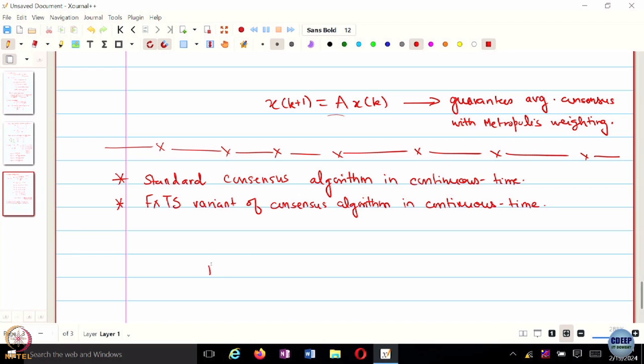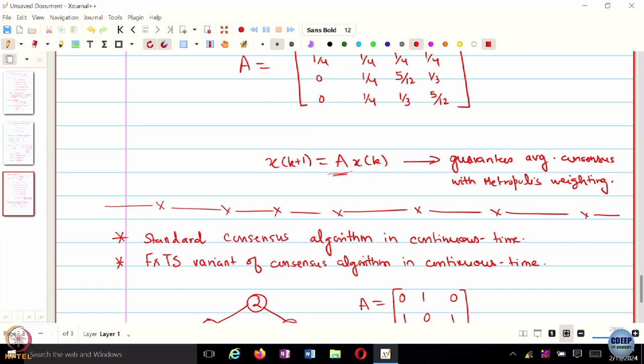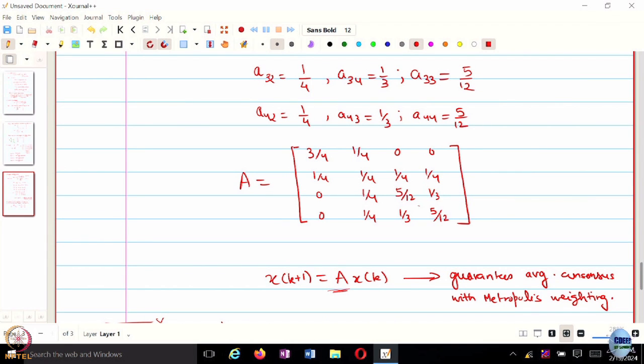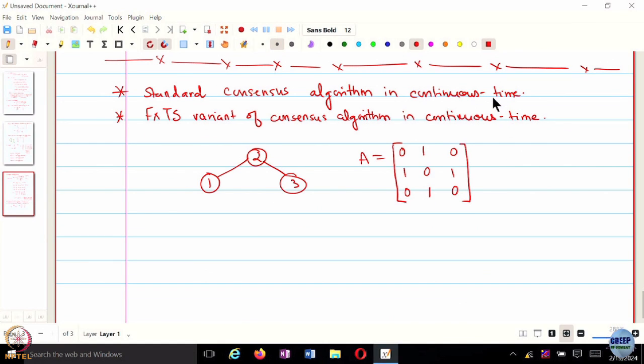So let's take an example. Consider a very simple graph like this. What is the adjacency matrix for this undirected unweighted graph? A11 is 0, there are no self loops. 1 to 2 is 1, right? Again, you have 1s here. So this is not a doubly stochastic matrix. Unlike the previous case, where you can see that there are self edges, 3/4, 1/4, 5/12, and 5/12, there are no self edges here. Certainly, we are not going to run the dynamics x dot is some Ax. So this is not the consensus algorithm that we are going to be running.